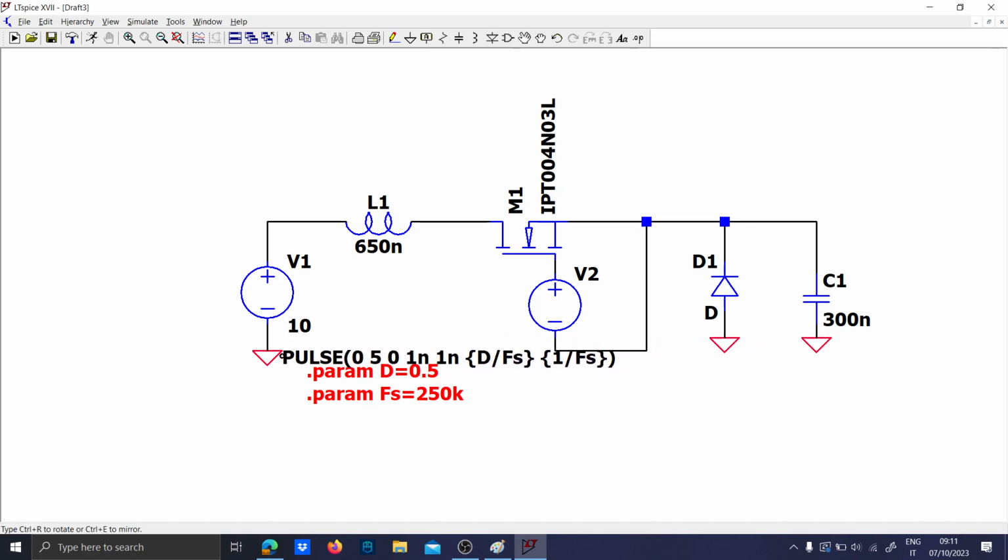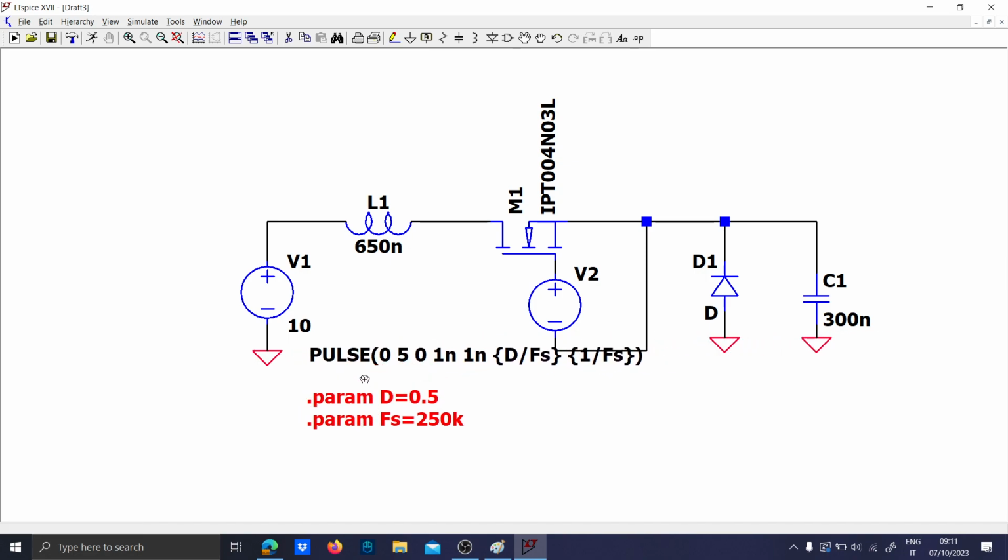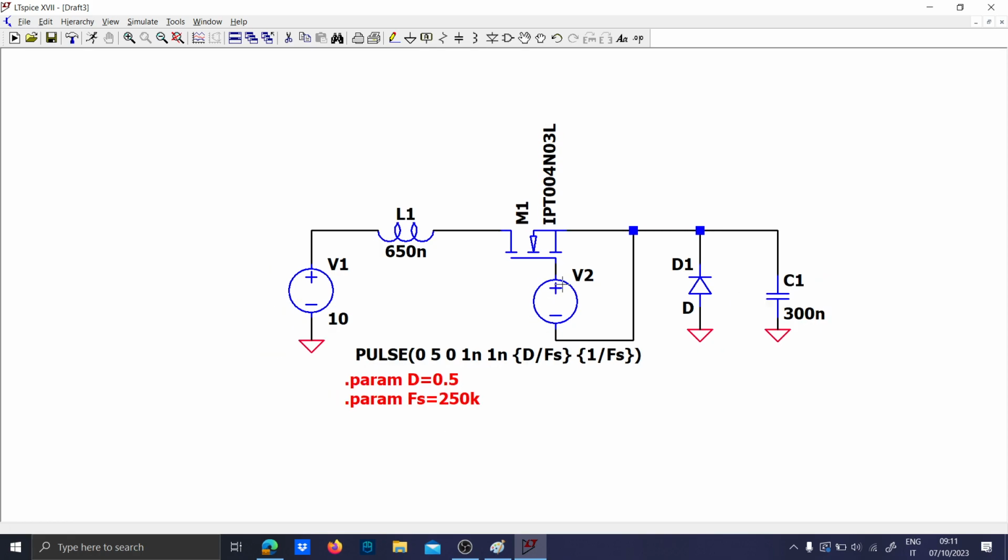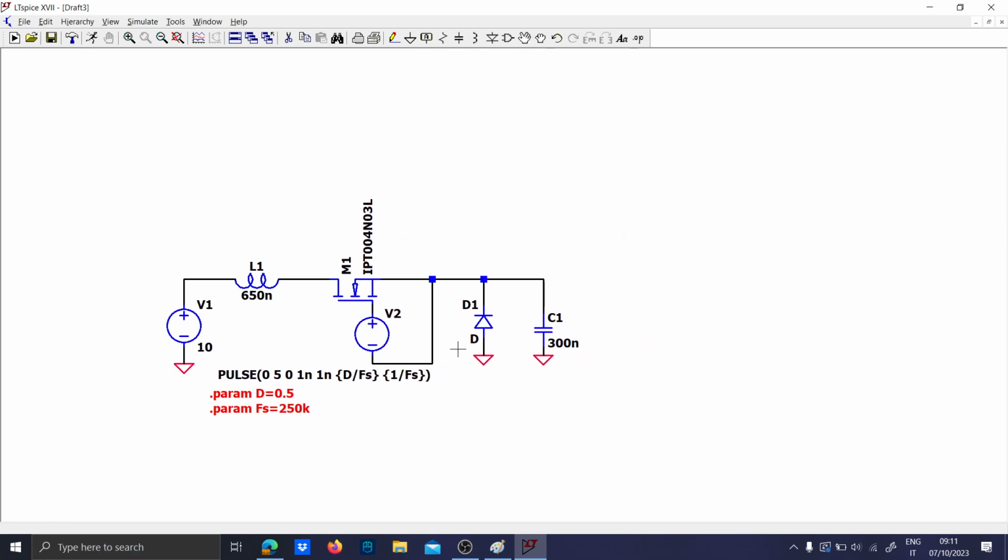Let's translate to here. And now, the only thing left to do is to use the buck converter. So this is our tank resonator. And what we have to do now is to use the buck converter itself.